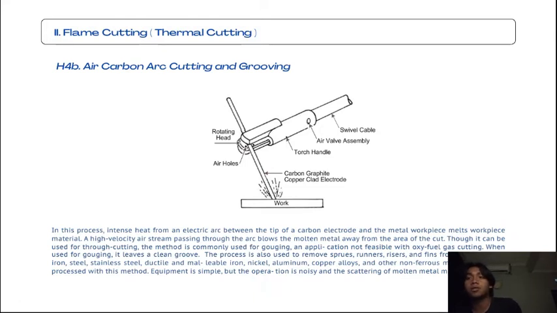The process is also used to remove screws, runners, risers, and fins from castings. Cast iron, steel, stainless steel, ductile and malleable iron, nickel, aluminum, copper alloys, and other non-ferrous metals have been processed with this method. Equipment is simple, but the operation is noisy and the scattering of molten metal may be a problem.